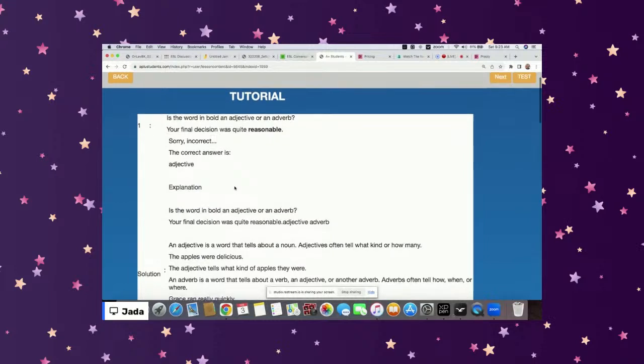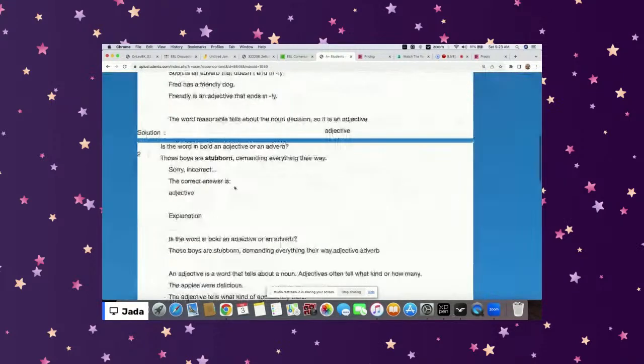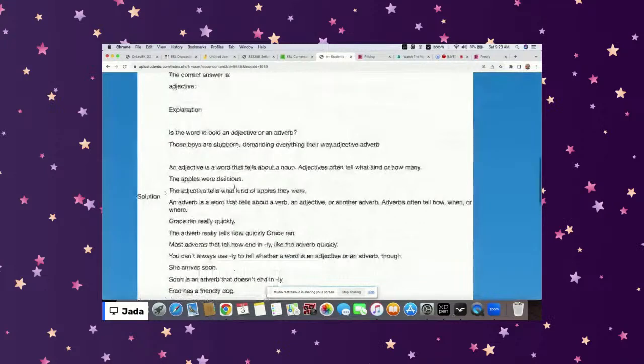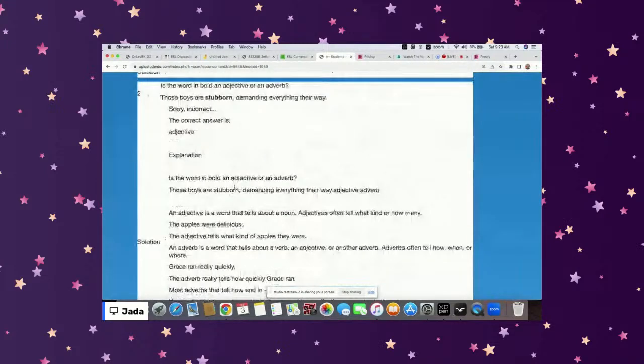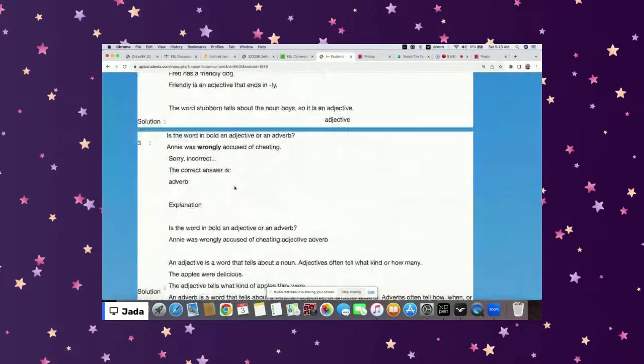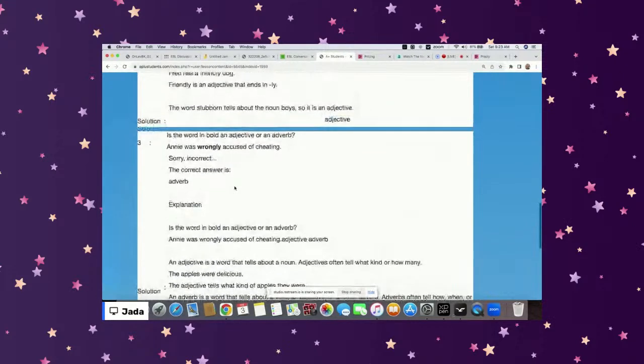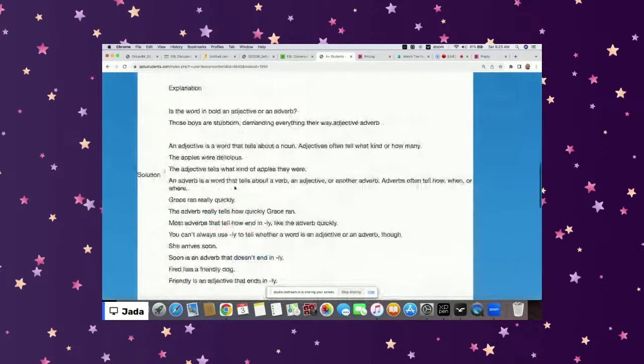So now this one is just to identify the adjective or adverb. Those boys are stubborn, demanding everything their way. Stubborn is also an adjective. Okay, yeah. Annie was wrongly accused of cheating. Now, because you see the "ly" in wrongly, you know of course it is an adverb. Okay, so that's basically it.